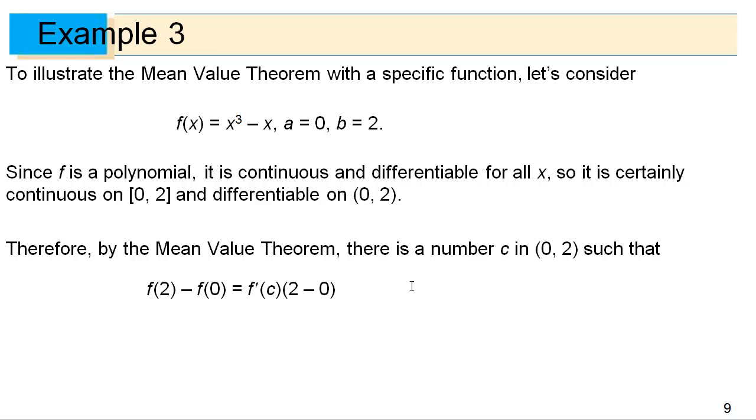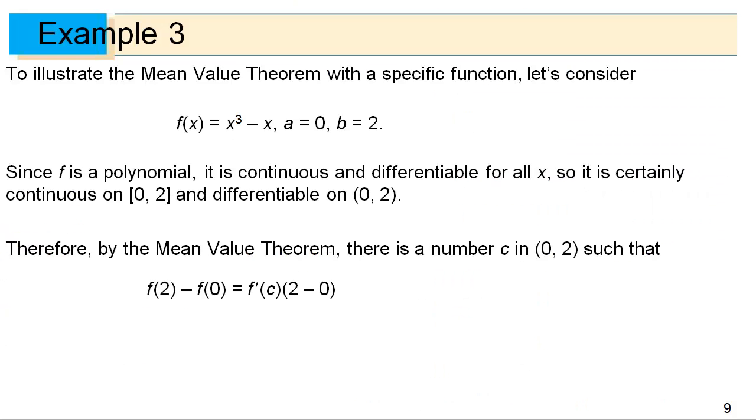Alright, to illustrate the mean value theorem with a specific function, let's consider a very simple function, x cubed minus x, and our interval is going to be from 0 to 2. So that's going to be our a and our b. Since f is a polynomial, we know it's continuous and it's differentiable for all x on its interval. Therefore, it satisfies all the things that we need for the mean value theorem.